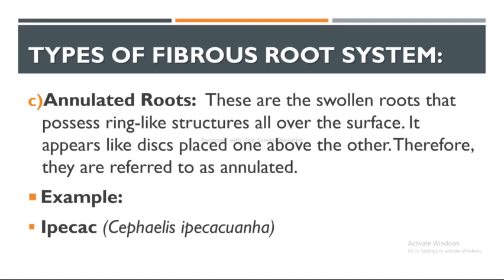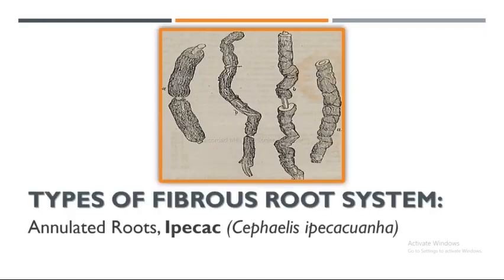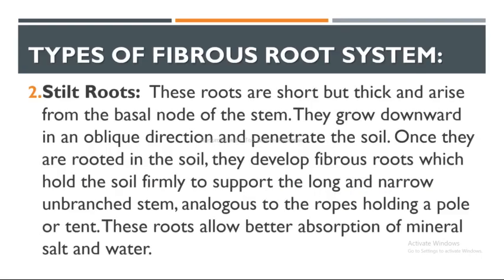The example of annulated root is ipecac, which is also known as Psychotria ipecacuanha. Types of the fibrous root system also include the annulated roots, and the example of annulated root is ipecac, which is also known as Psychotria ipecacuanha, as shown in the figure.